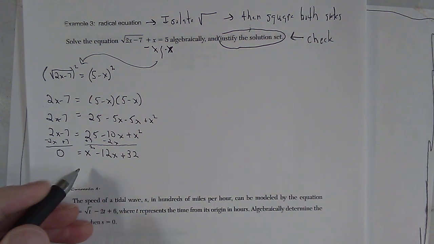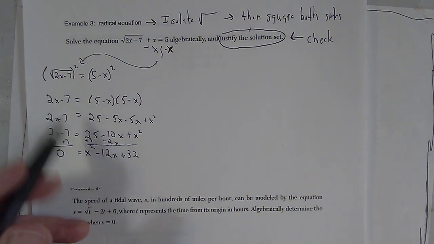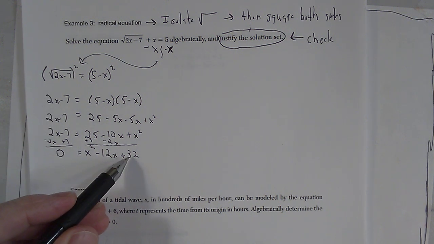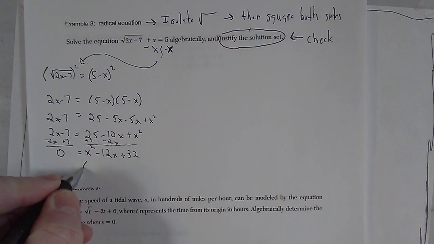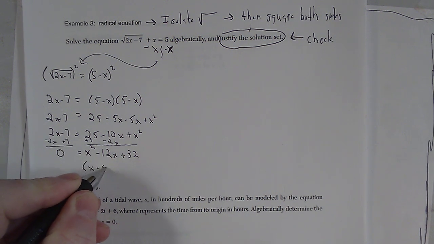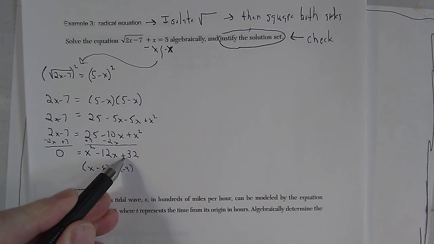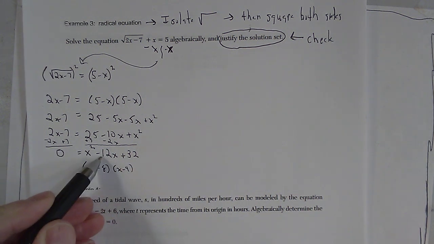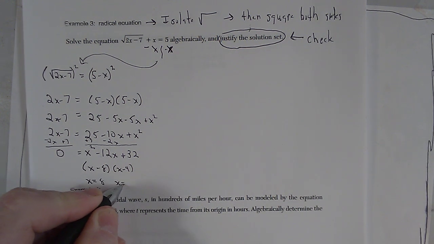32. Look at that. Now, these are pretty complicated, so they're not going to have you use the quadratic formula and solve this. So this should factor. Let's see. 8 times 4 is 32. 8 and 4 is 12. So I need 2 negatives. Negative times a negative is positive. Negative plus a negative is negative. So x equals 8. x equals 4.